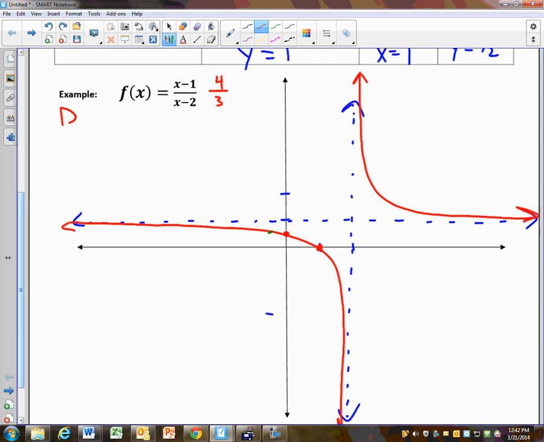Last thing I'm going to do is this, domain. What is the one number that you can't plug into this function? 2. So x not equal to 2 is the domain. How about the range? What is the one number you can't get out? What's the one number that this graph never crosses? Never has an x value of 2, but it never has an output of 1. I don't care what number you plug in, you're never going to get an output of 1. Never. Question?